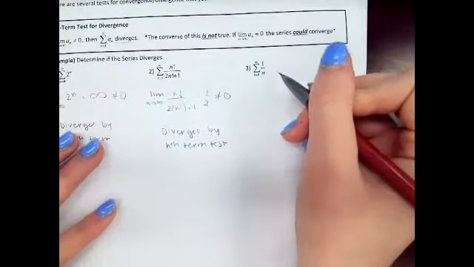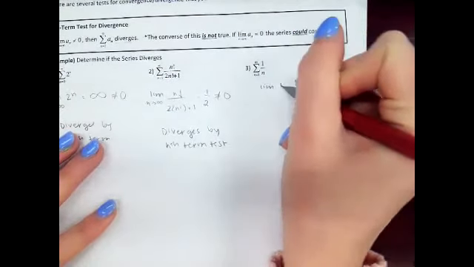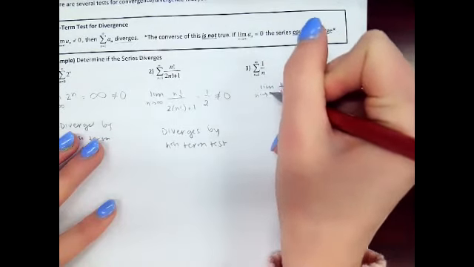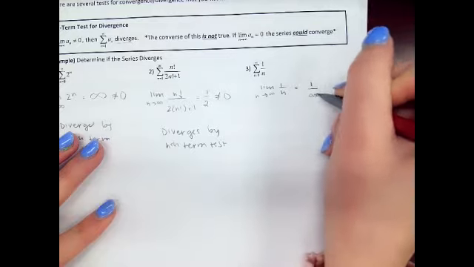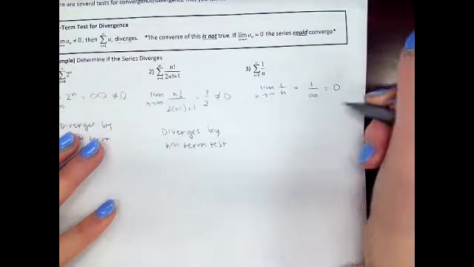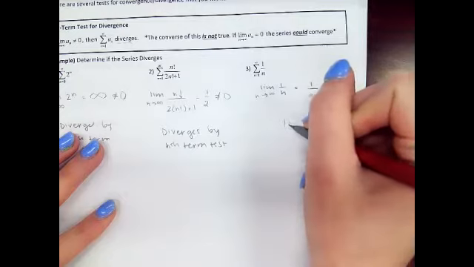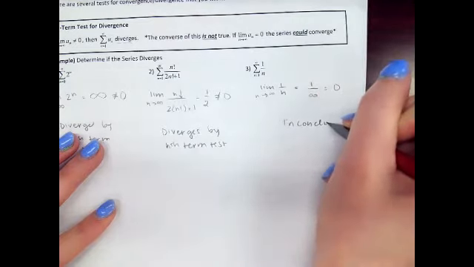This last one, we have 1 over n. So we're going to take our limit as n approaches infinity. If we plug in infinity, we will get 1 over infinity, which is of course 0. So this is the one where we have an inconclusive test.